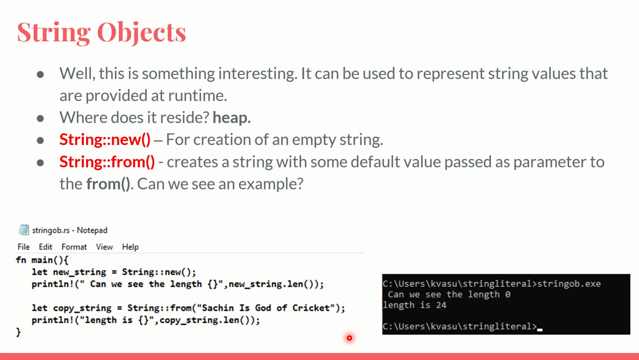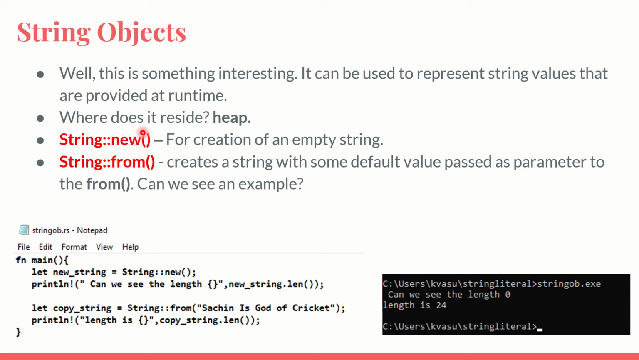We have got two very important methods that we need to understand. One is String::new, you can see that here. Another one is String::from. So what is it? I can create an empty string using new. This is something new. The name itself says, right? It's like C++ where we create using new.